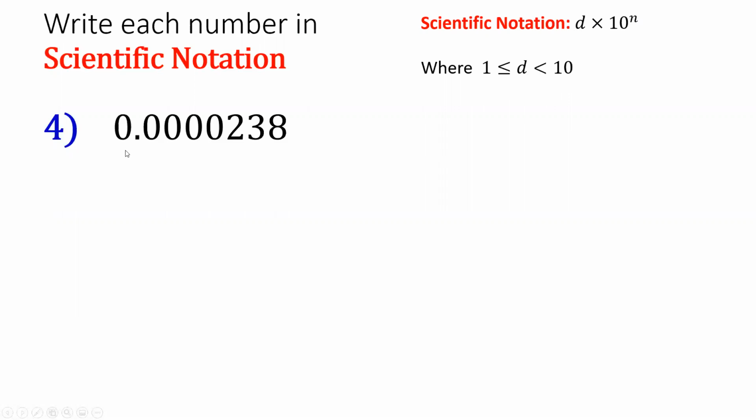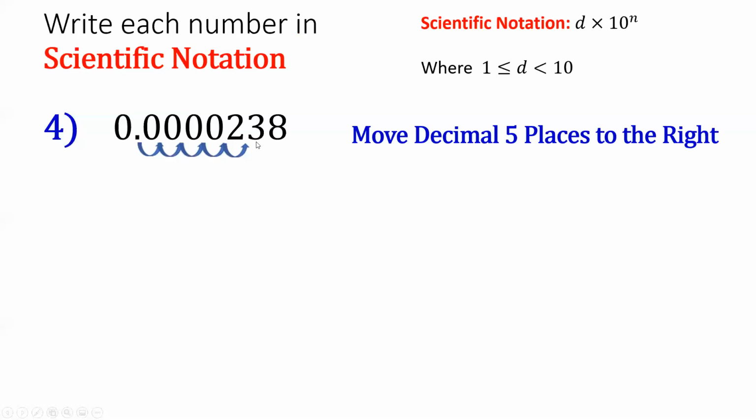So if we look at number 4, this number is clearly smaller than 1. So we don't like that. It's not in scientific notation. We have to move that decimal point to make it between 1 and 10. So I'm going to have to move this decimal place 5 times to the right. And what that's going to create is the number 2.38. We're almost done. We have the number.